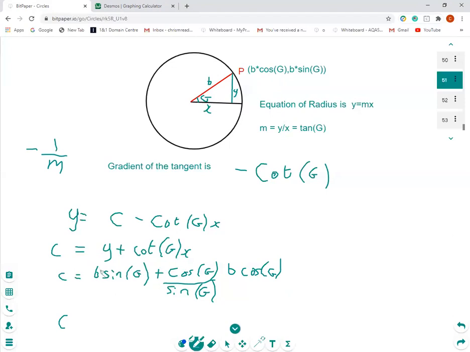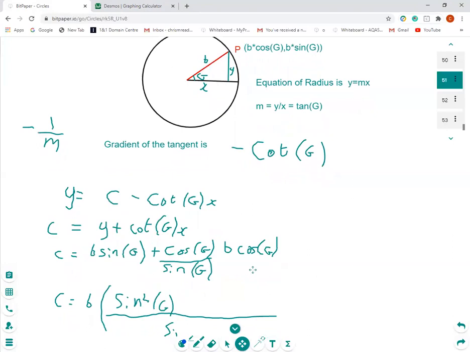So all we've done there is we've taken the value of y and the value of x, and we replaced the cotangent of g with cos over sine. Because now we're going to simplify that. I'm factorising because I've got b in both of these two. So I've taken the b outside of the brackets. Inside the brackets, we've got sine squared g. Again, I'm going to have to move things up a bit.